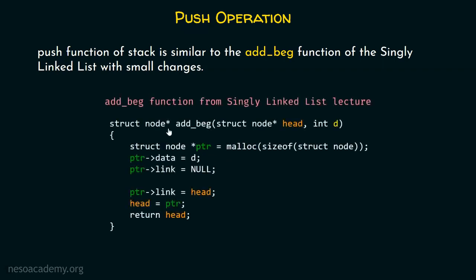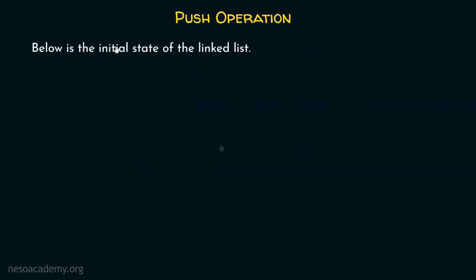This is how our add beg function looks like. I took this from the singly linked list lecture. This add beg function is capable enough to add a new node at the beginning of the linked list. Now, we will create a push function which will act similar to this add beg function, but there will be some minute changes. Below is the initial state of the linked list. This is how our linked list looks like initially. I am assuming that this is the initial state of the linked list.